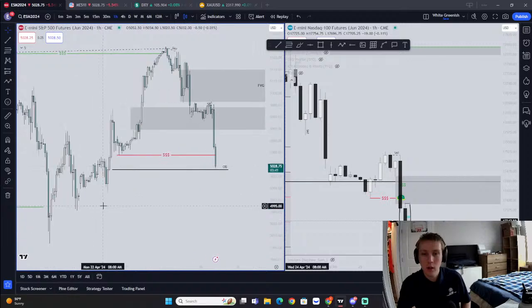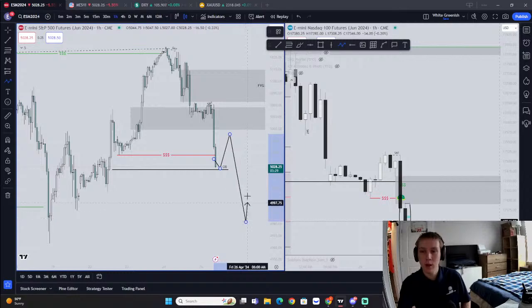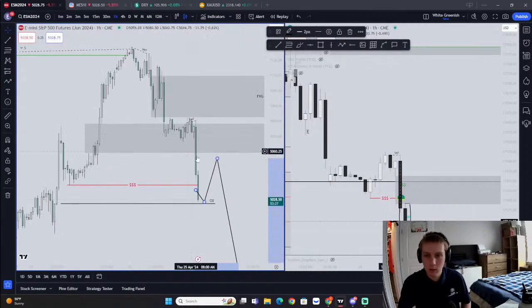We are within an order block. Bearish SIBI. So this could be a little speed bump. Like we could do something like this. And that's what I'm really getting after today. That's what I really want to see.